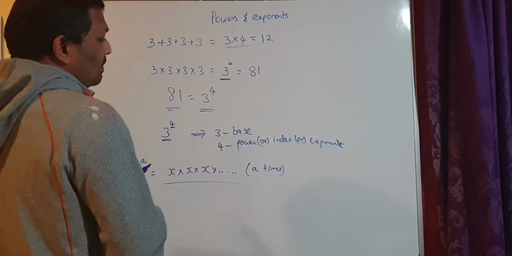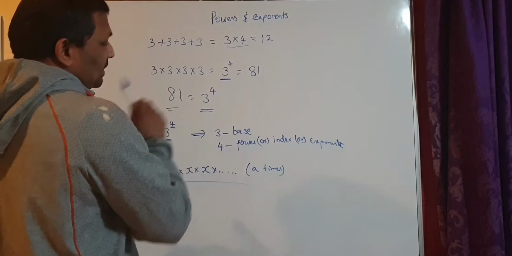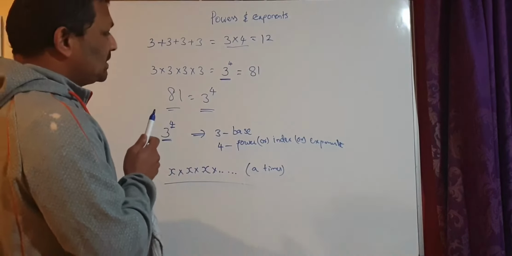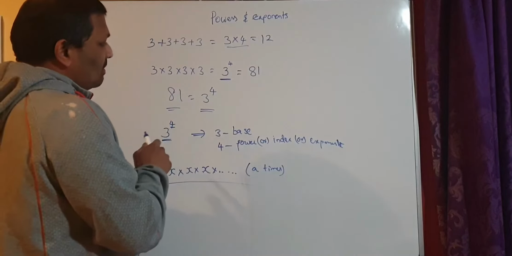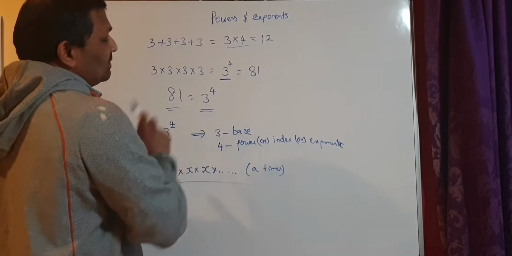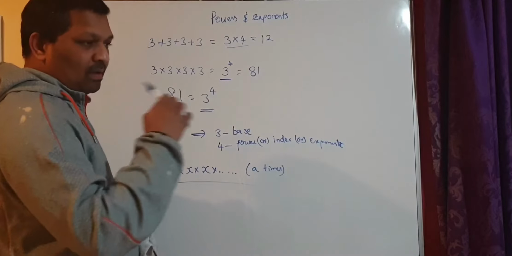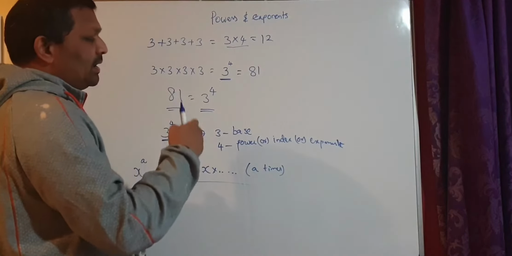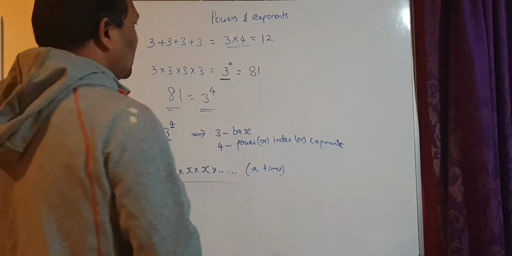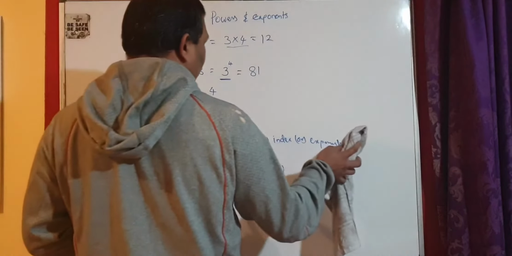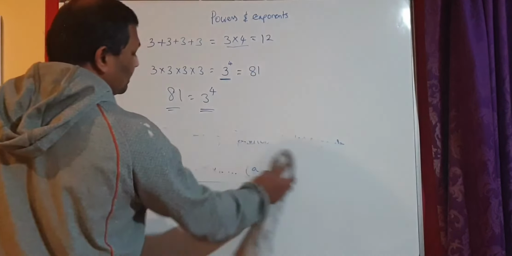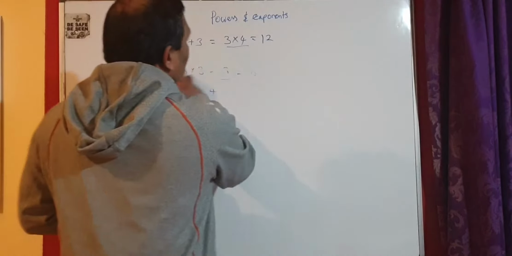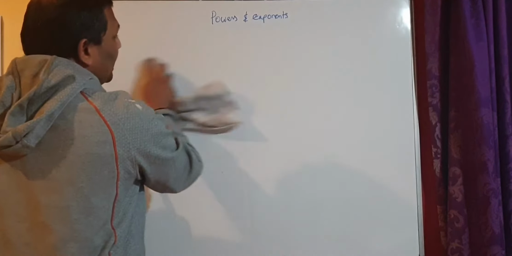Okay, again this number is said to be written in indices form when it has a base and when it has a power. The power is also called index or an exponent. Okay, so there are certain identities when you are evaluating the numbers in indices form.